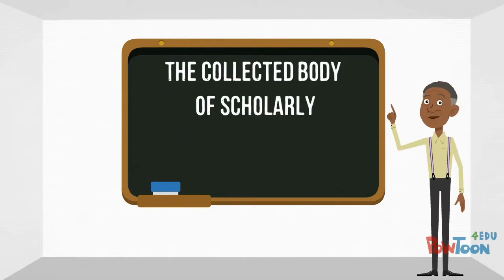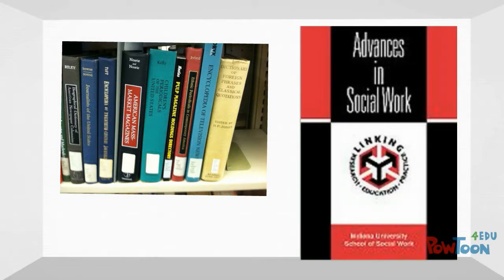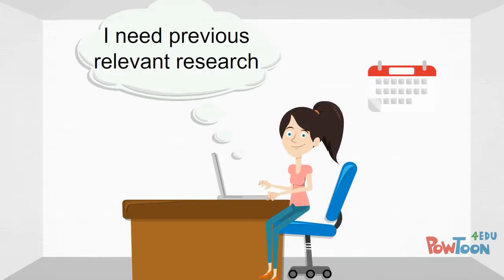Anne soon learned that, in the academic world, the term literature is often used to describe the collective body of scholarly works related to a topic. The literature usually consists of scholarly books or peer-reviewed articles published in academic journals. When Anne was told she needed to review the literature, this meant that she needed to find previously published scholarly articles and books that were relevant to her topic.